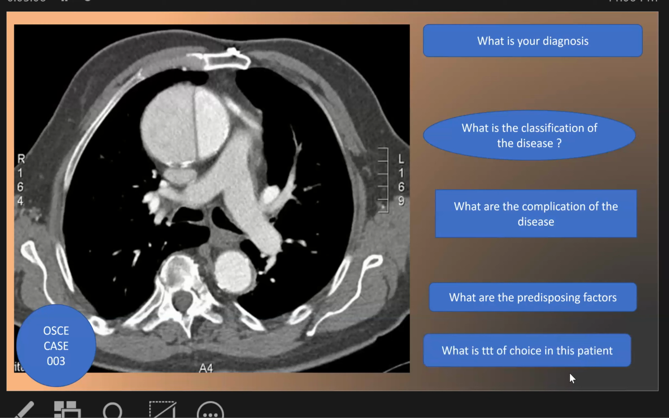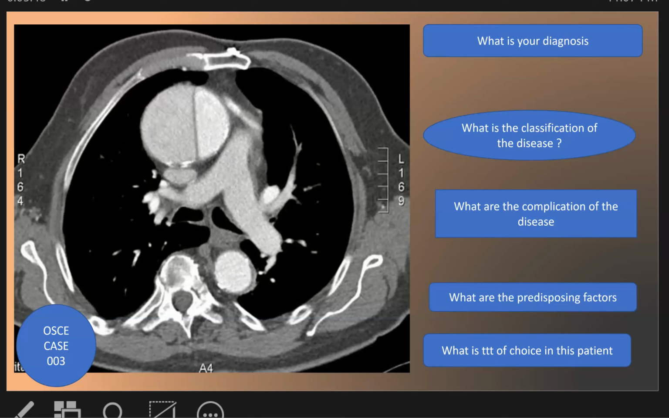What is the treatment of choice in this patient? The treatment of choice in this patient is urgent surgical intervention because we have type A dissection, and the descending aorta is not involved in this patient, and we need to inform the surgeon immediately what the findings are.